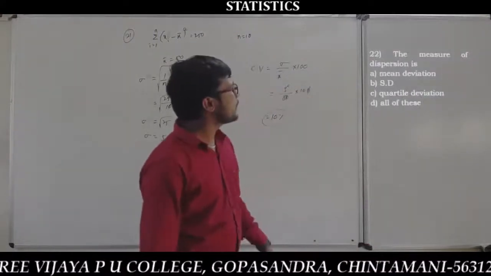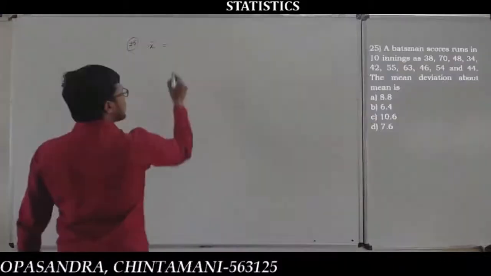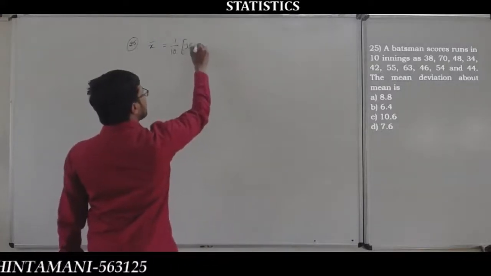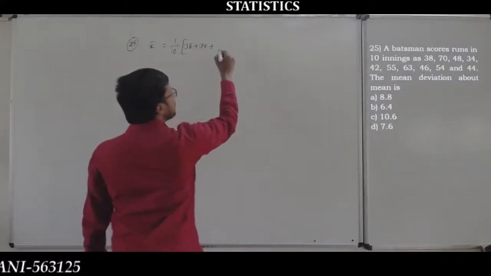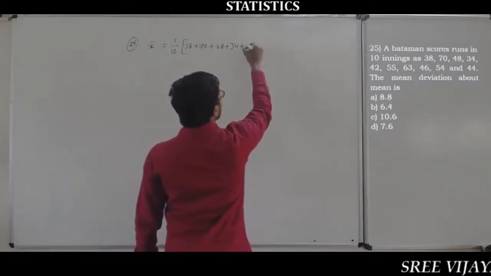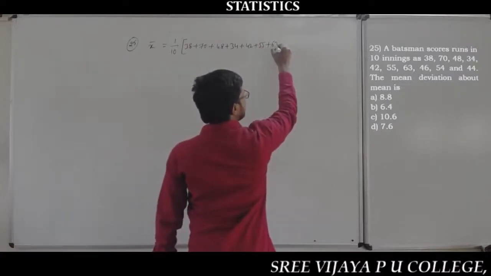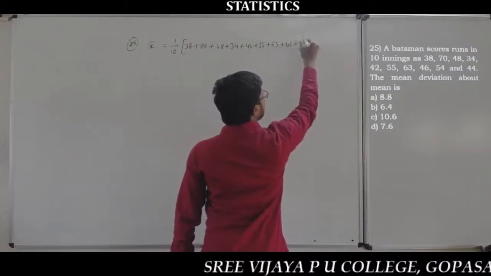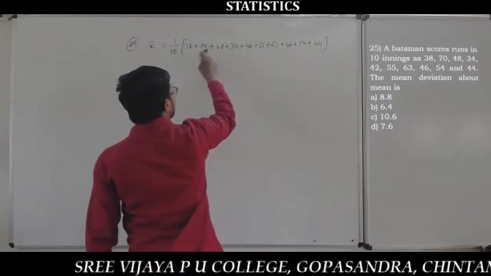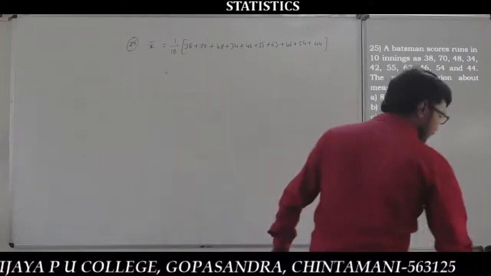Next, the measure of dispersion. How can you find the measure of dispersion? You can find it by the total number of observations, that is 1 by 10 of 38, 70, 48, 34, 42, 55, 63, 46, 54, 44. That is 10 observations. Add all this and find the x bar value.